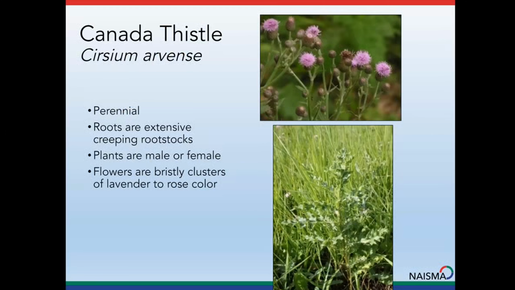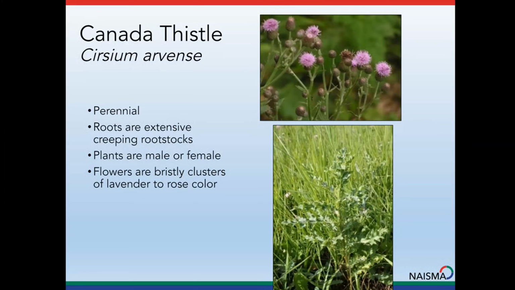Next is Canada thistle, which almost everybody, whether we're Eastern or Western, is familiar with. It's pretty much throughout the United States. It is a perennial species. Its roots are extensive and creeping, allowing for this plant to reproduce vegetatively. The plants are both male or female, and the flowers are the bract that subtends the petals.